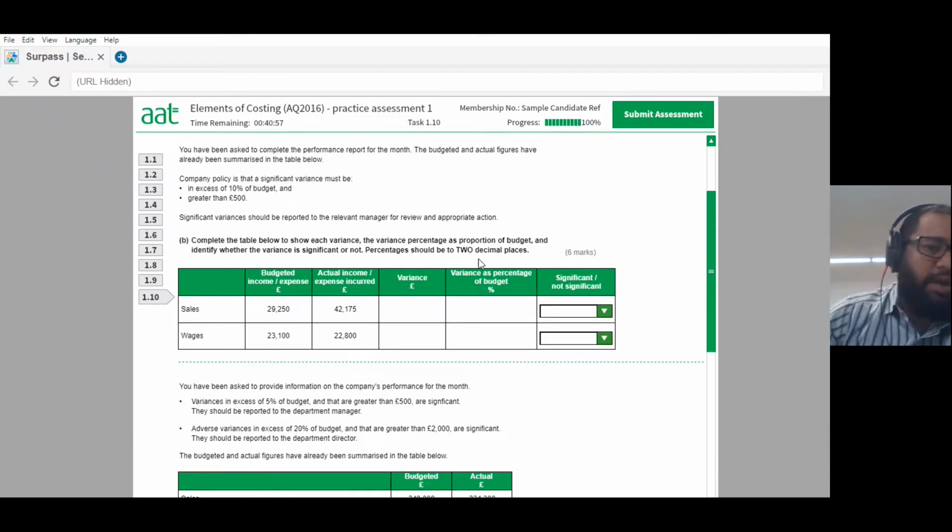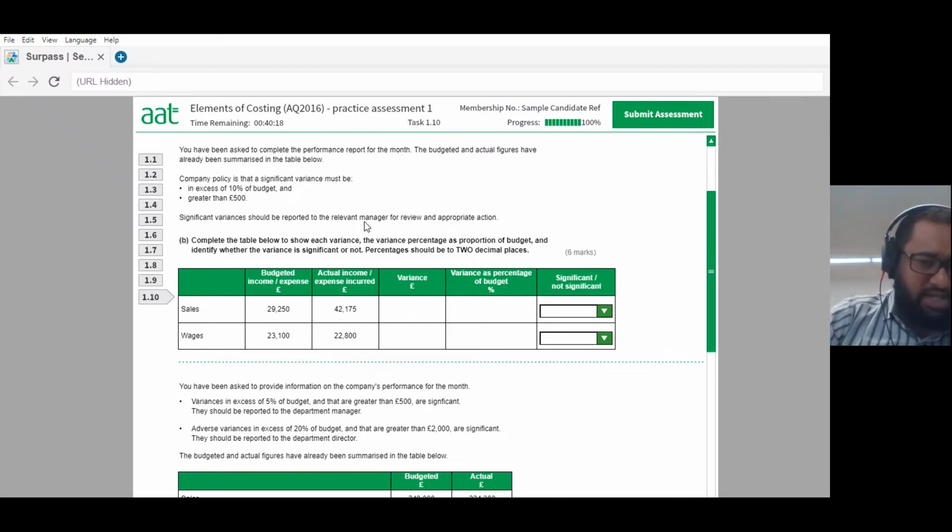Okay, now let's look at the next one. We have been asked to complete the performance report for the month. The budgeted and the actual figures have already been summarized in the table below. Company policy is that a significant variance must be in excess of 10% and greater than £500. So there are two conditions. It needs to be more than 10% and also greater than £500. A significant variance should be reported to the relevant manager for review and appropriate action. So therefore, we need to say whether it's going to be significant or not, and after that, whether we have to report it to the right manager or not.